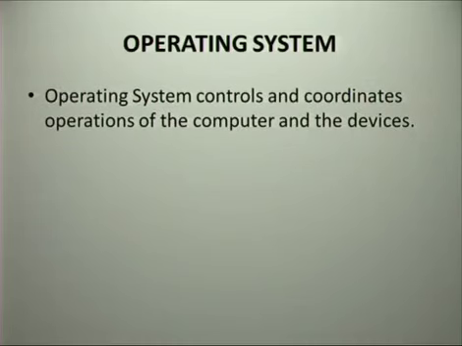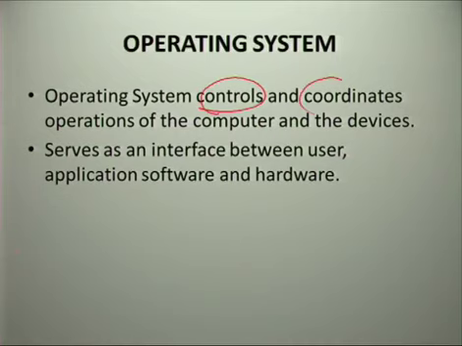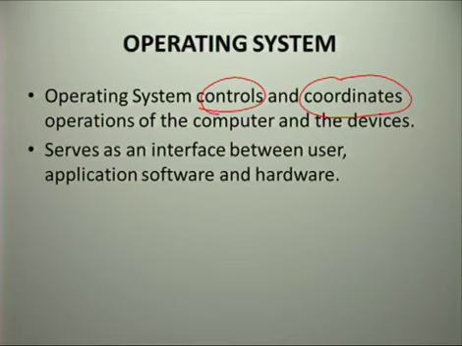Now, your operating system. Operating system, same as your system software. Do not be confused. Now, your operating system, remember we said it controls, which is the most important thing. It would control and coordinate operations of a computer and the devices. Now, what else does it do? It can serve as an interface between a user, application software, as well as hardware.